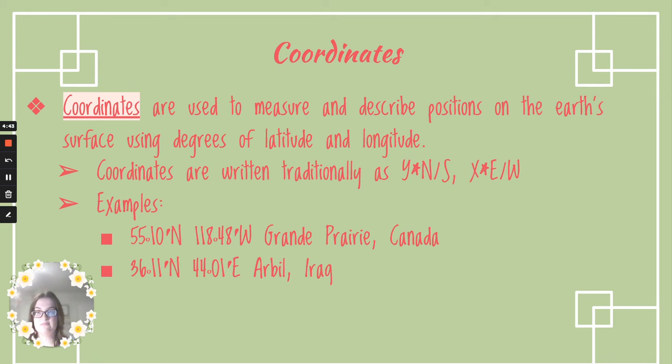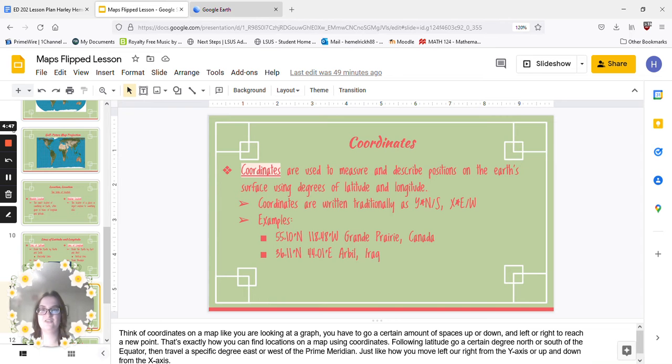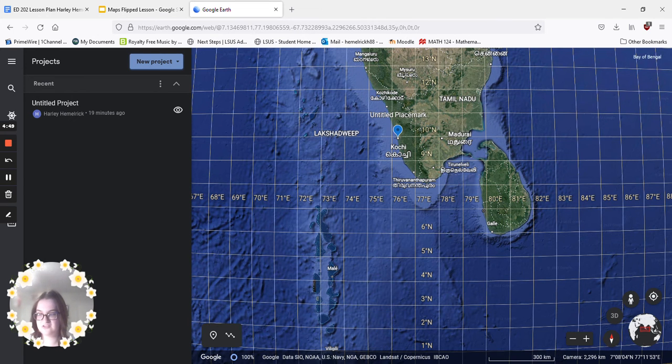So we're going to do a few examples here on Google Earth. We're going to start by finding 55 degrees, 10 minutes north.